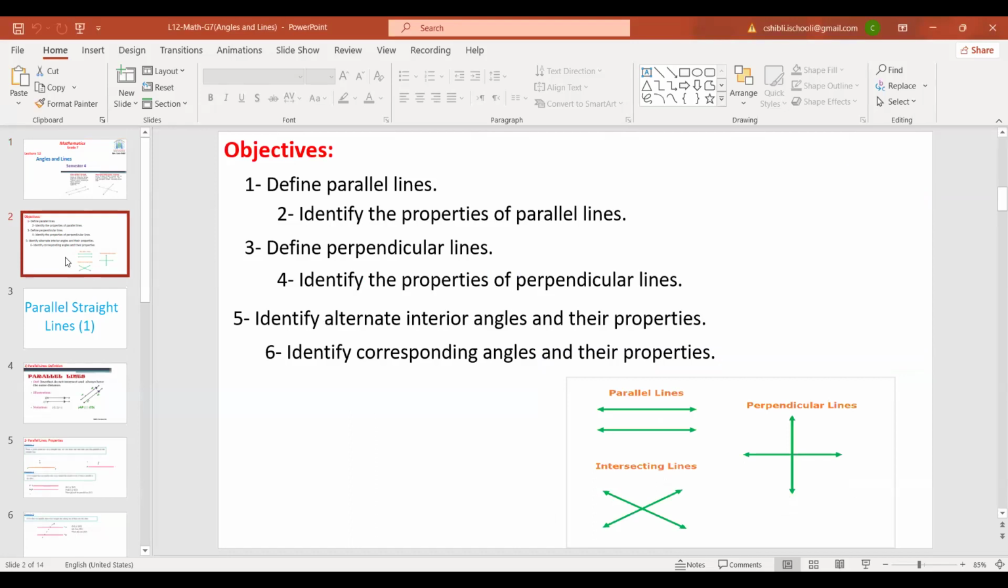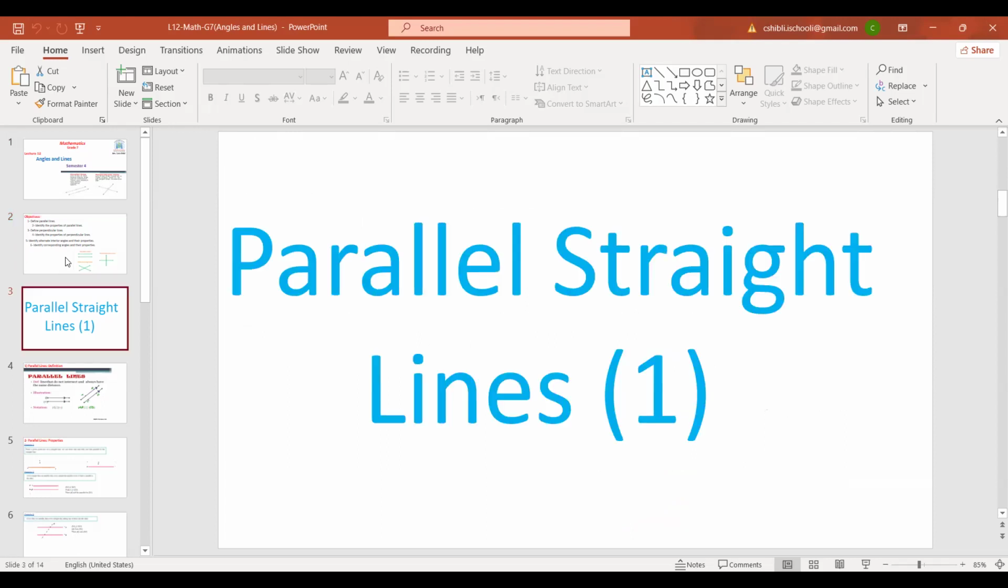First, we will define parallel lines. Then, number 2, identify the properties of parallel lines. Number 3, define perpendicular lines. Number 4, also we will identify or know the properties of perpendicular lines. Number 5, identify alternate interior angles and their properties, and identify corresponding angles and their properties.